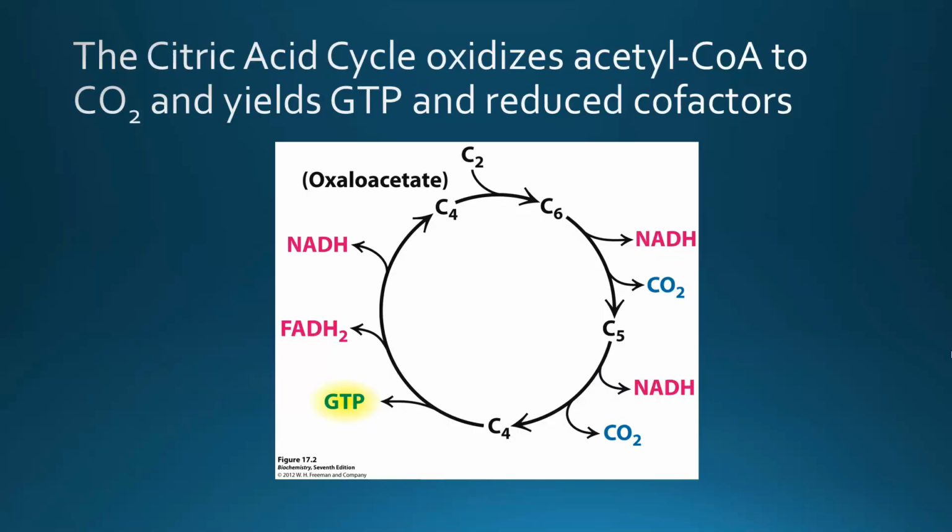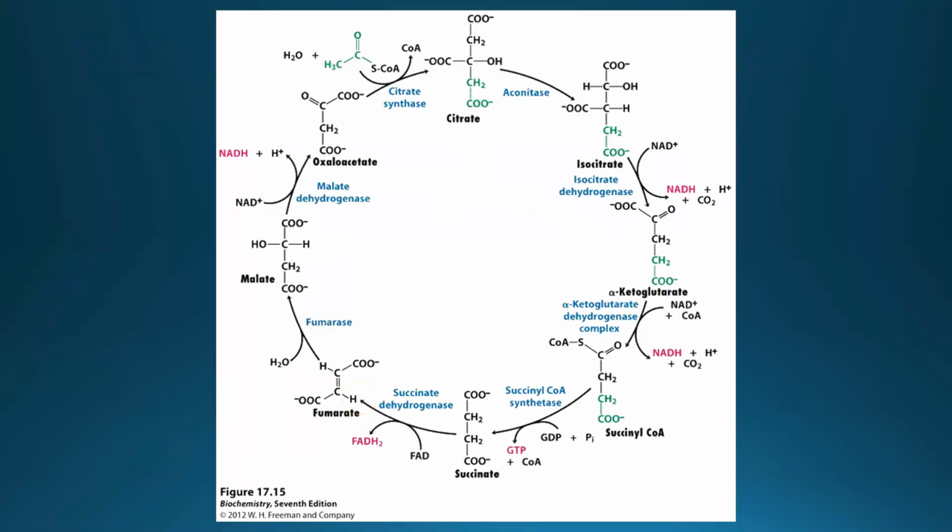The citric acid cycle oxidizes acetyl coenzyme A, which has 2 carbons, and this is an overview. In each cycle of the citric acid cycle, 2 carbons are oxidized to carbon dioxide, and 3 molecules of NADH, 1 molecule of FADH2, and 1 molecule of either GTP or ATP is produced. This diagram of the citric acid cycle shows the enzyme names of each of the 8 steps.